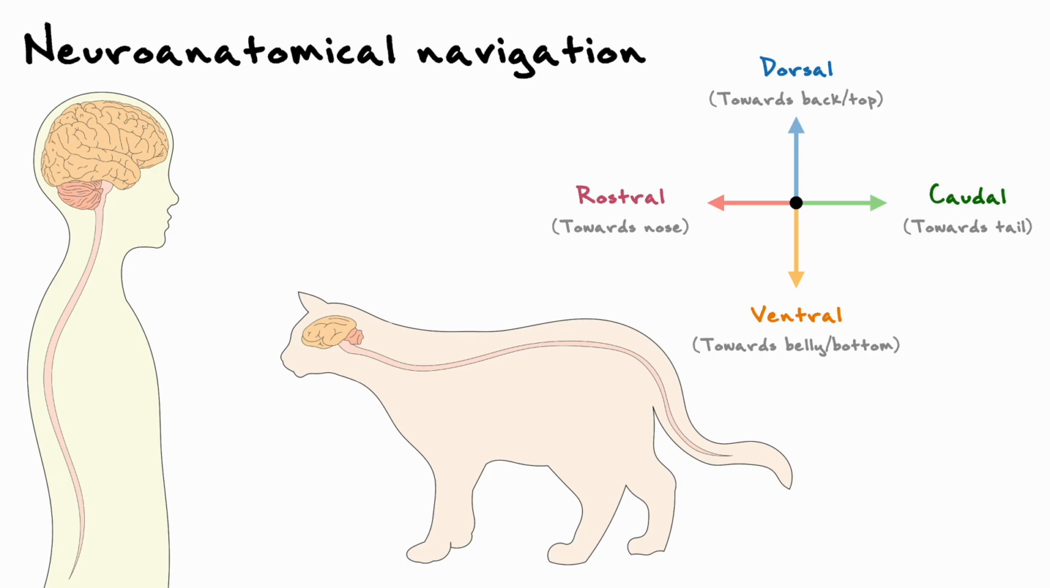If you are familiar with French, you will notice that ventral is similar to the word ventre, which means belly, and as you can see, the ventral direction points towards the belly. Similarly, the word dorsal is similar to the word dos, which means the back, and as you can see, the dorsal direction does indeed point towards the back.